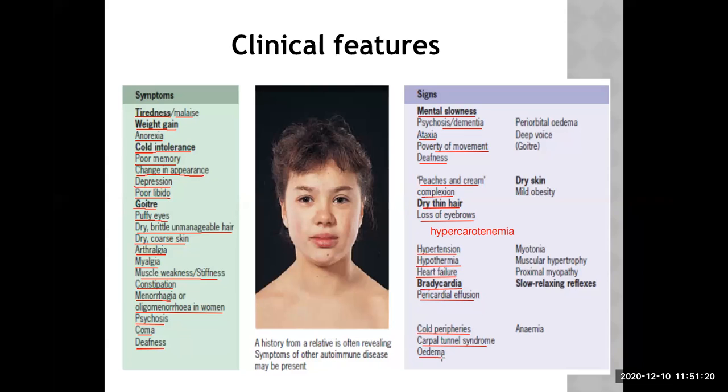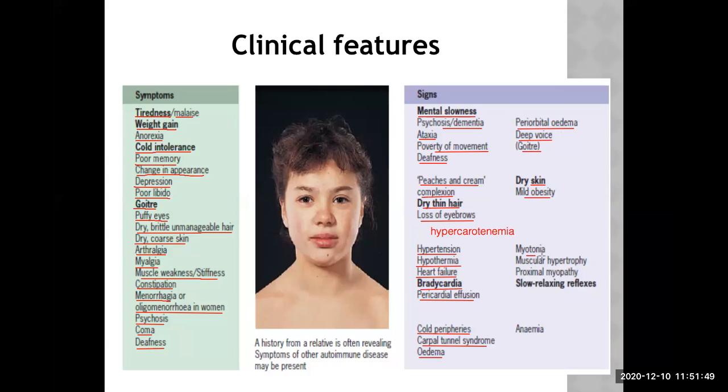Edema. This is non-pitting type of edema. We know there are two types of edema, pitting and non-pitting. This is non-pitting type of edema, which will cause swelling of different areas of the body. Periorbital edema on the face. Deep voice. This is again because of the infiltration of the substances in the vocal cord area. Goiter can also be there. Dry skin. Patient may be mildly obese.